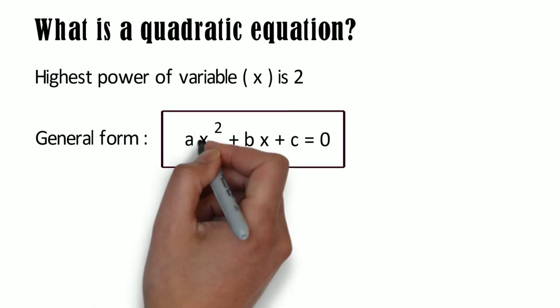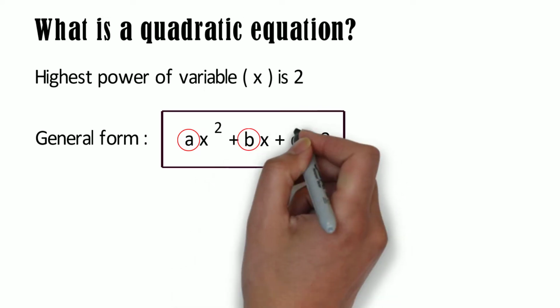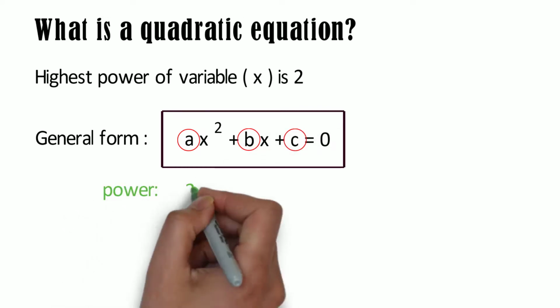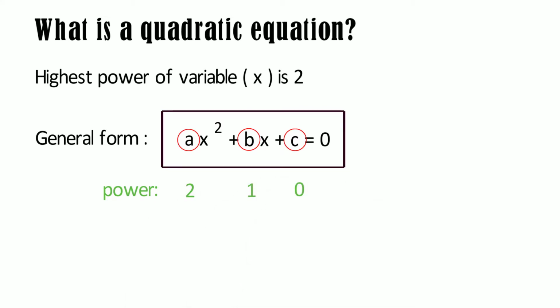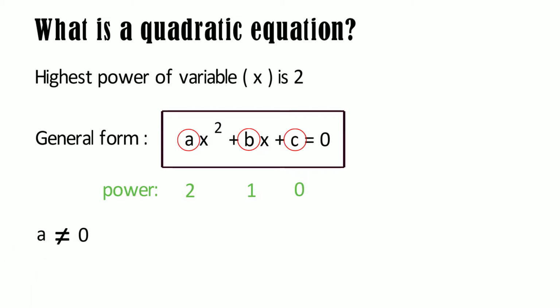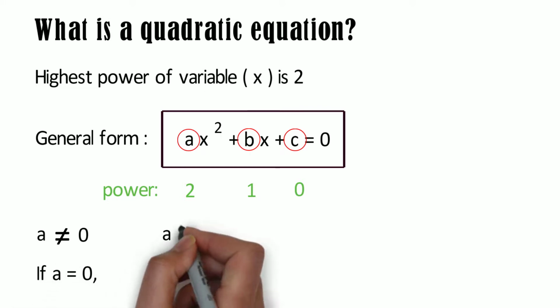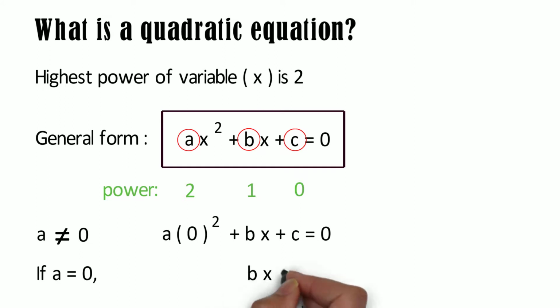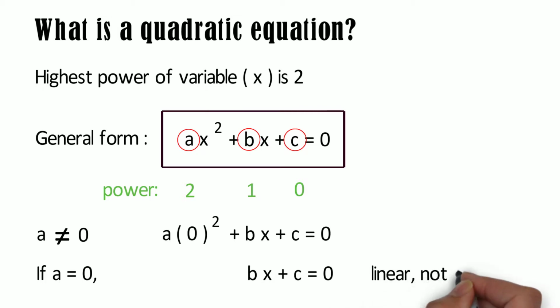Notice that there are 3 constants a, b, and c. We can also observe that the power of variable x decreases from left to right. It is important to take note that in quadratic equations, the constant a cannot be 0. This is because if a is equal to 0, and if we substitute 0 into the general form, we would get bx plus c is equal to 0. That makes it a linear equation, not a quadratic equation.